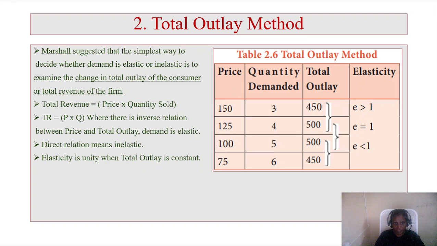Okay, with the help of the price and quantity, how much he is selling. With the help of these two data, it is very easy to find out the total revenue, or we can write it as TR is equal to P into Q.